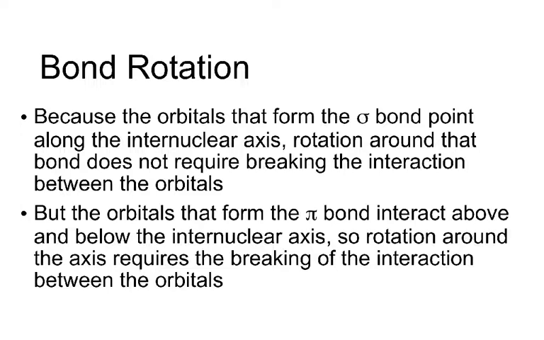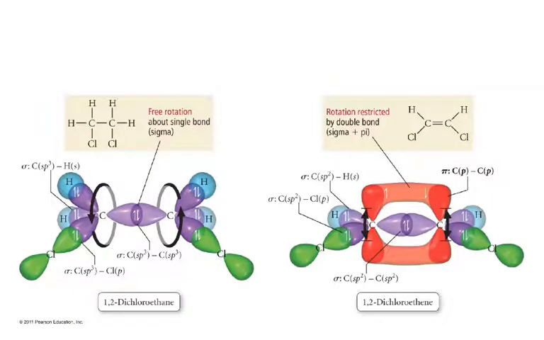Let's talk about bond rotation. Because our sigmas are along the axis, we can rotate freely around that bond. But once we have pi bonds above and below, that rotation can't happen, because if you rotate, you break the pi bond. So for example, we have 1,2-dichloroethane here. There's free rotation around this single bond. But with a double bond, so 1,2-dichloroethene, we are limited. We can't rotate around that double bond anymore.